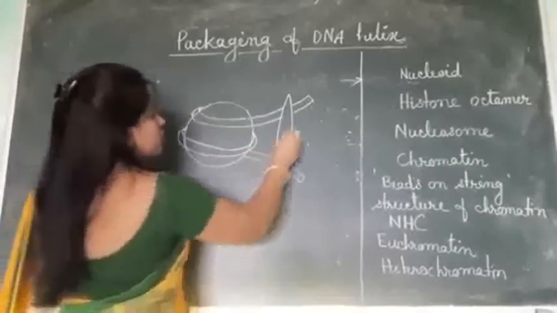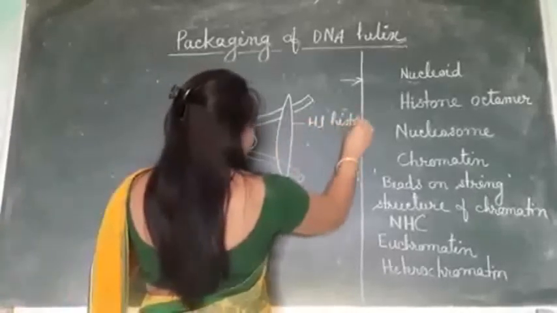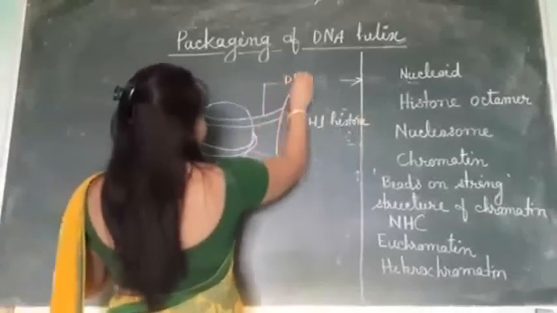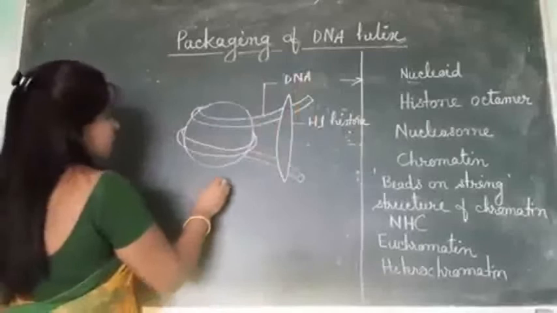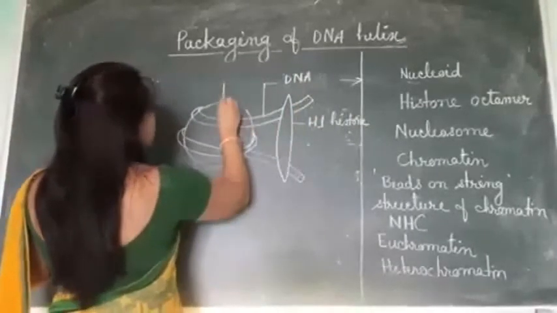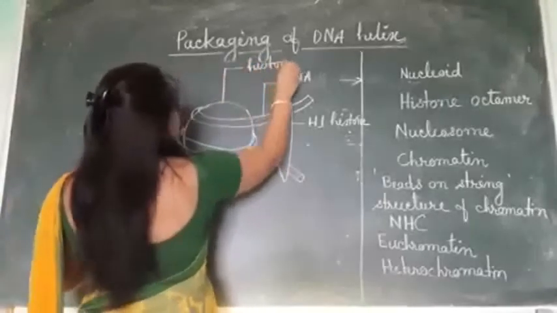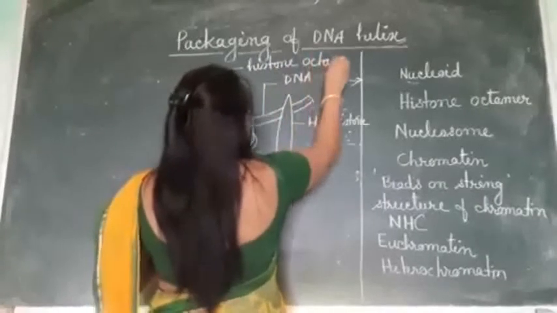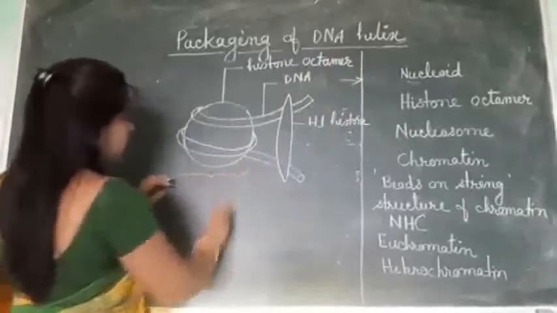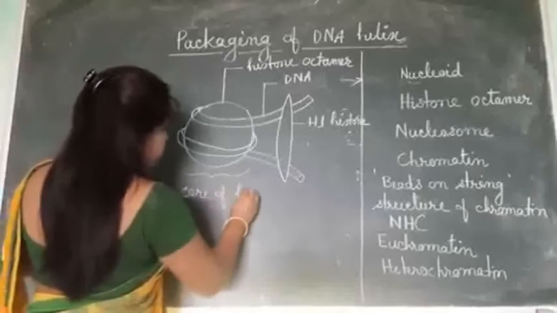Okay, this one is H1 histone protein. This ribbon length structure is DNA. Okay, this one is the histone octamer. Then this whole globe is the core of histone molecule.